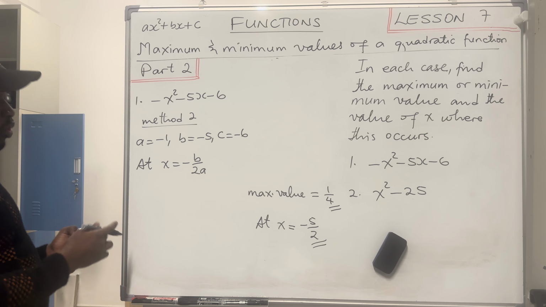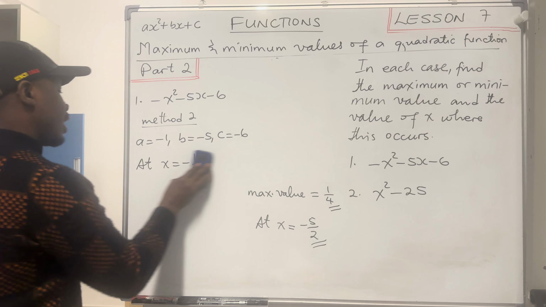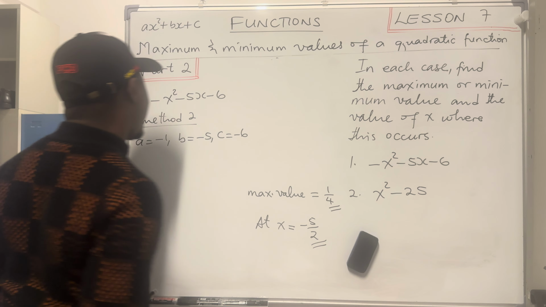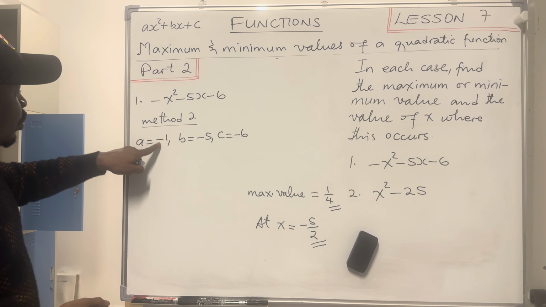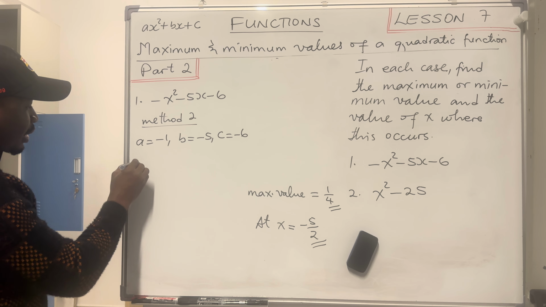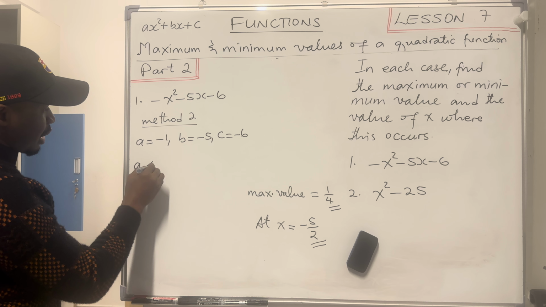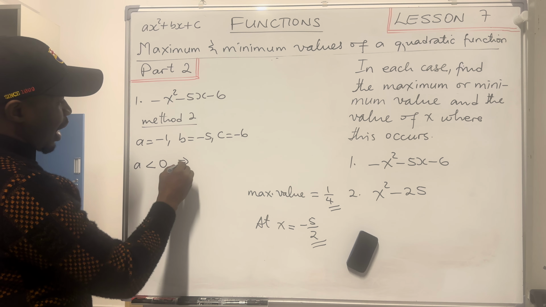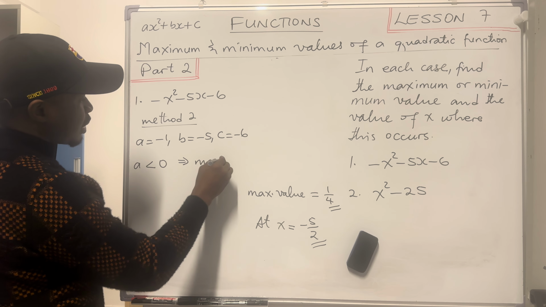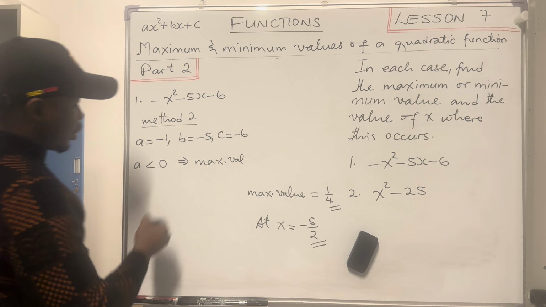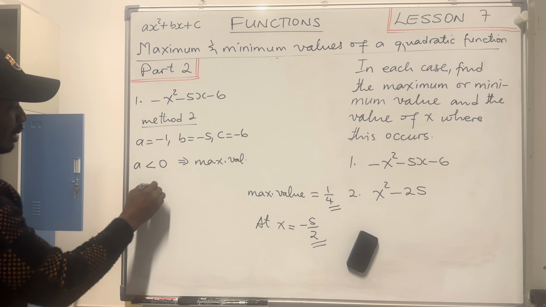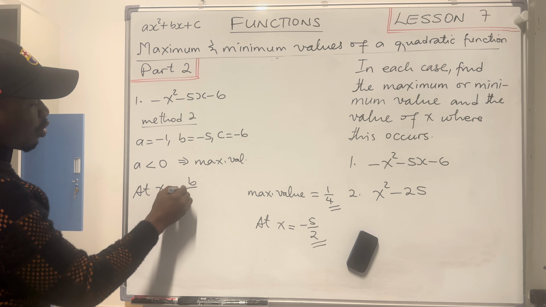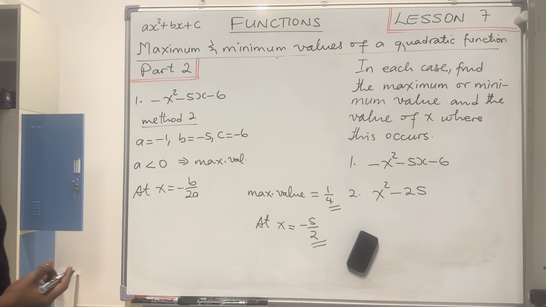So let's start with whether it is maximum or minimum. a is what? a is negative, a is less than 0. So that implies we have a maximum value. So this maximum value occurs at x equal to minus b over 2a. The second method is easy.